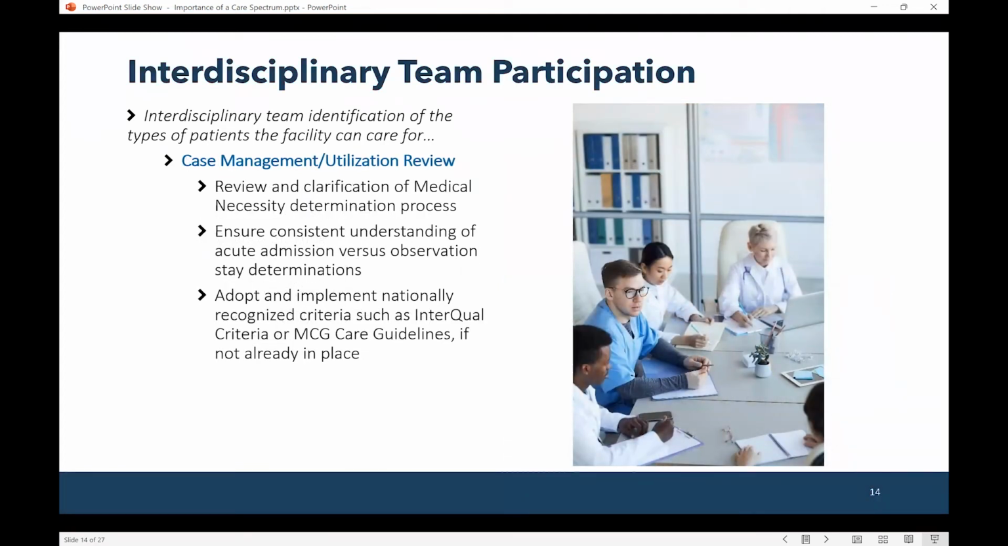Case management. We want to make sure that for the patients that we do bring in, we clarify the medical necessity. So do they need to come in as observation or admission? We definitely need case management involvement in that as well. We need to really make sure that we all understand the difference between acute admission and observation stay. And then we make sure that we use either InterQual or MCG care guidelines, if you don't already have those in place, to help us through this process.